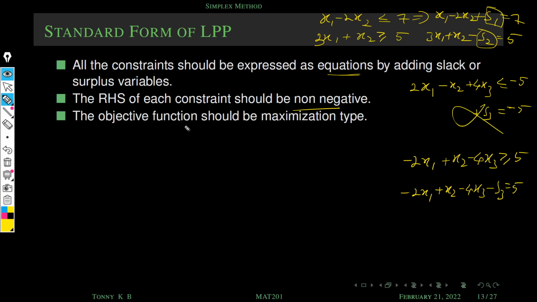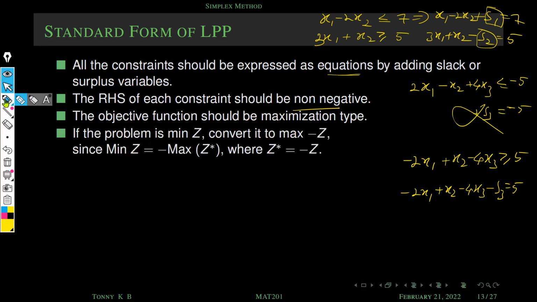Next, the objective function should be of maximization type. We know that there are two types of objective function in LPP, either maximization or minimization. In our standard form, minimization is not allowed, only maximization. So suppose there is an LPP with a minimization problem, then we can easily convert it to a maximization problem using this idea: minimization of z can be converted to maximization of minus z.